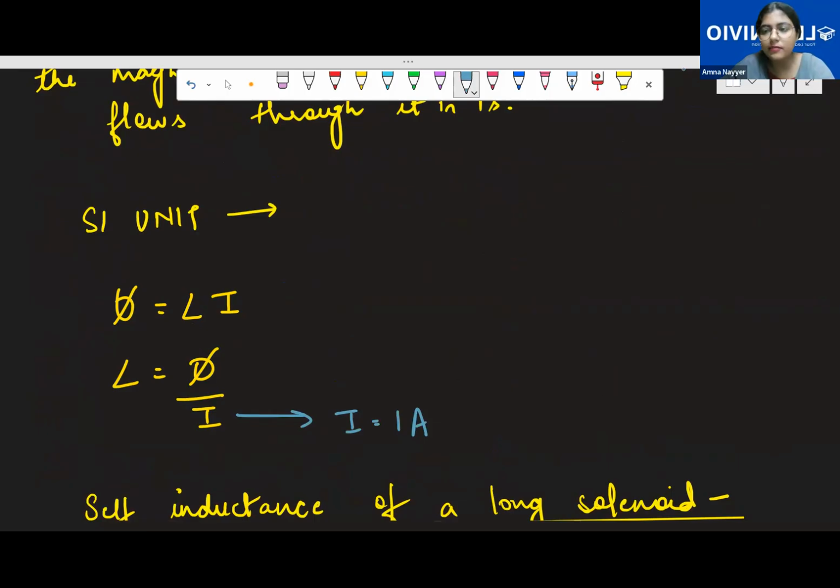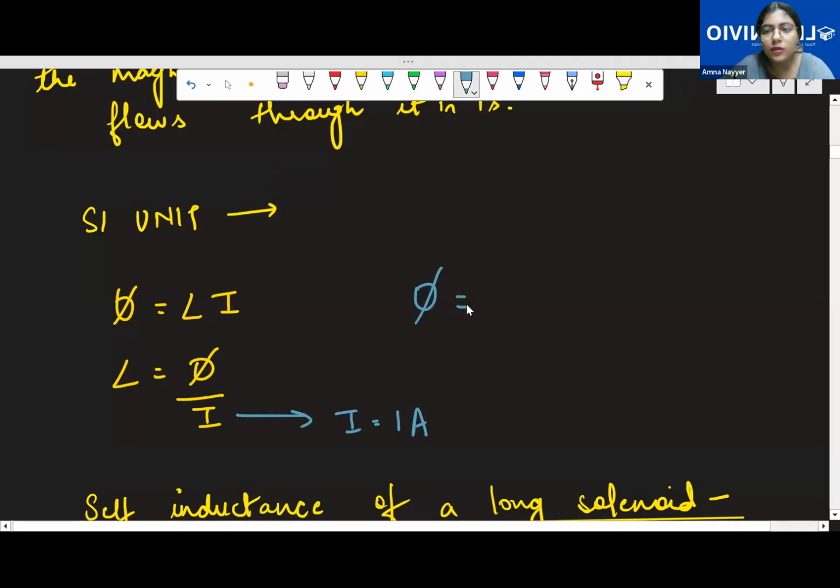What will be left? Flux. Yes, flux will be left, equal to the coefficient L. Yes, coefficient, correct. Flux is equal to L.